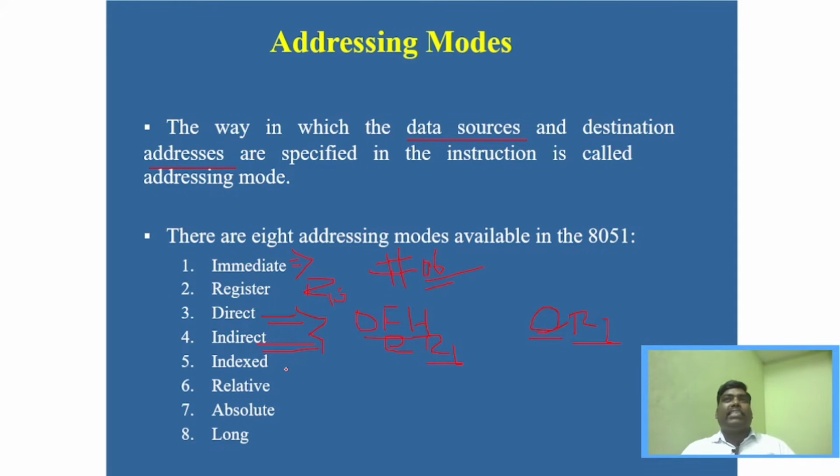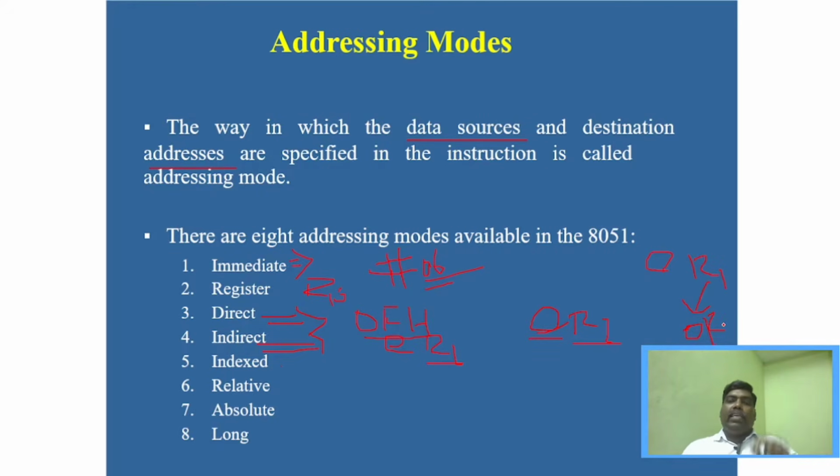And what is index addressing? Index addressing, once again, you can see you will use an index pointer. That is, you will use DPTR or program counter. In indirect addressing, the address will be given indirectly, right? Say for example, if it is @R1, we have to go to R1 to get the address which is 0F. That is indirect addressing.